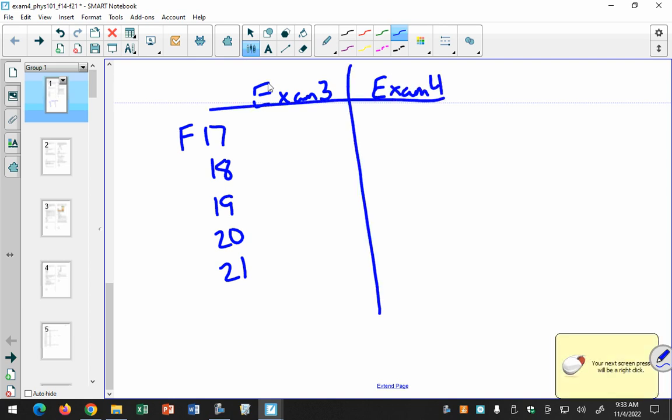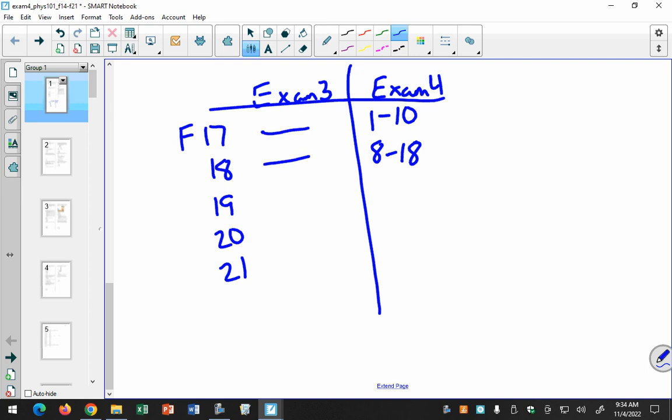For fall 17, it's 1 through 10 on exam 4. 8 through 18 on the fall 18 exam. On fall 19, it includes numbers 18 and 19 on exam 3. Those are the only exam 3s. And then 1 through 6 on exam 4.